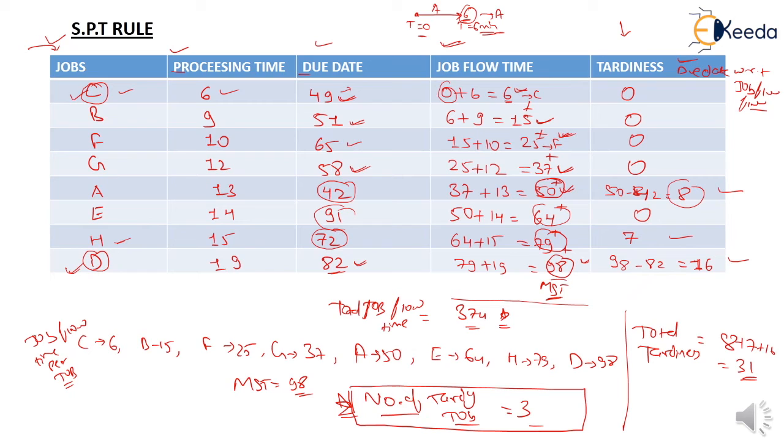Clear to all students how to calculate the job flow time, how to calculate the tardiness, how to calculate the number of tardy jobs, and how to calculate the makespan time? Clear to all? Let's see. If the question asks for the average job flow time per job. Okay students, average job flow time per job.